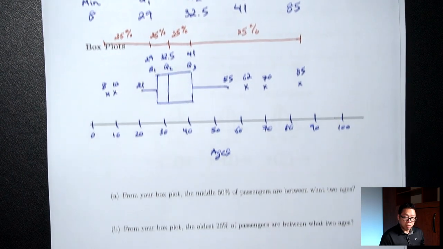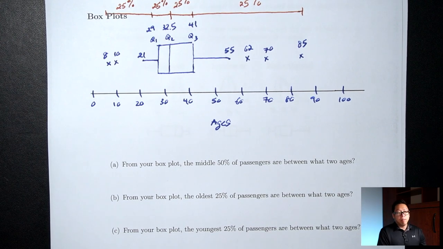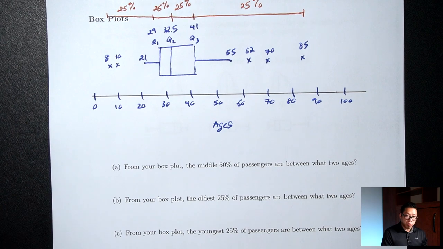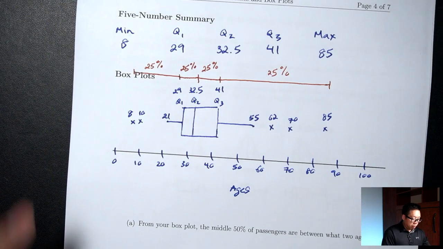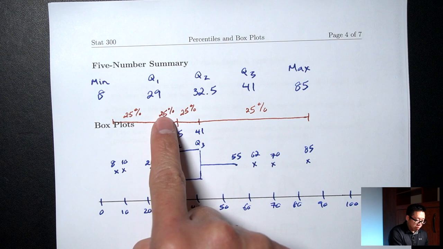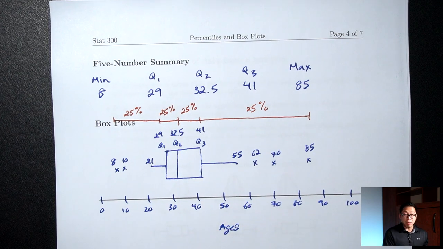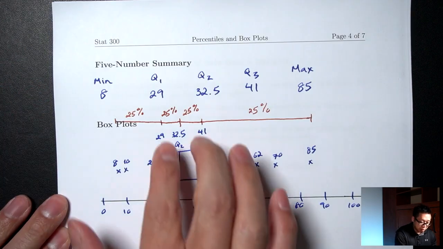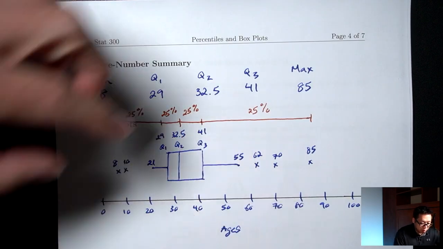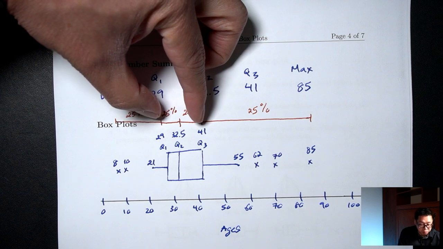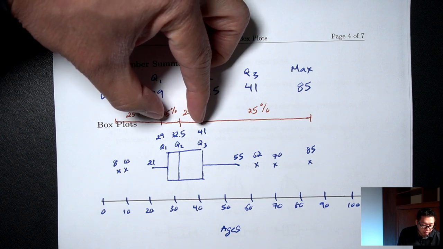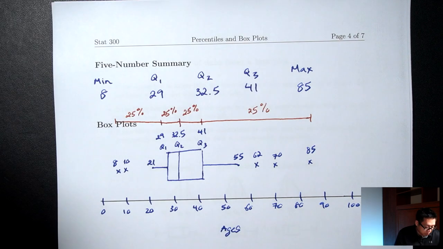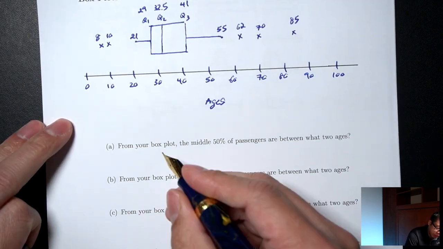And now we can answer these questions. Part A, from your box plot, the middle 50% of the passengers are between what two ages? So I have 25%, 25%, 25%, 25%. I'm talking about the middle 50%. So the middle 50% would be these two 25s in the middle, right? That makes 50% in the middle, and it's saying that the middle 50% is between the ages of 29 and 41. So 29 and 41.